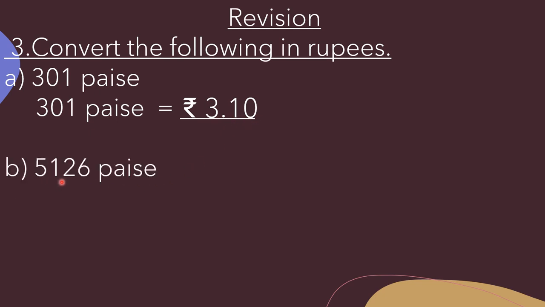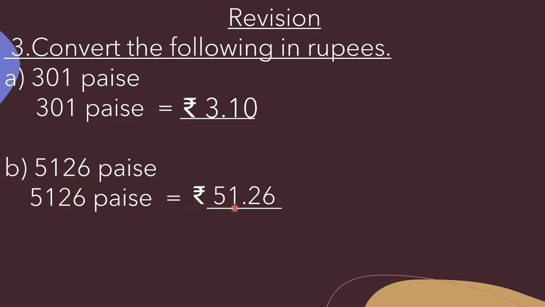Now in B part, 5126 paise. Now we have again been given paise and we have to convert it into rupees. So we will just count the last 2 digits, and that is 26 here. So we will put one dot before 26. Okay, that is rupees 51.26. Understood beta?